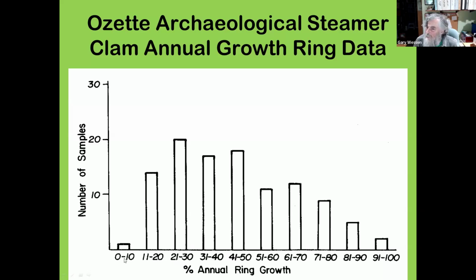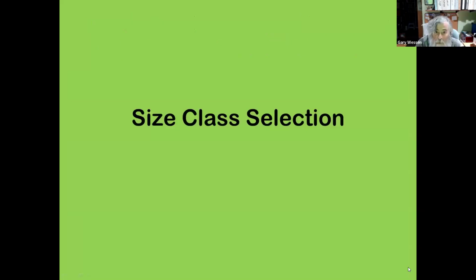And this is consistent with what ethnographies tell us about Northwest Coast people. So there's some basis here for considering that we have starvation harvesting, but harvesting continues through the summer when people are not starving with this animal. Okay, now let's look at size class selection for a little bit.